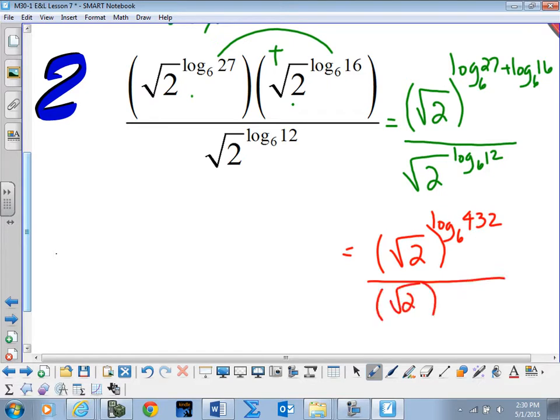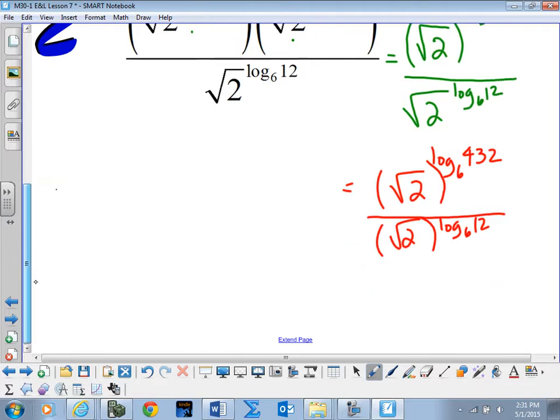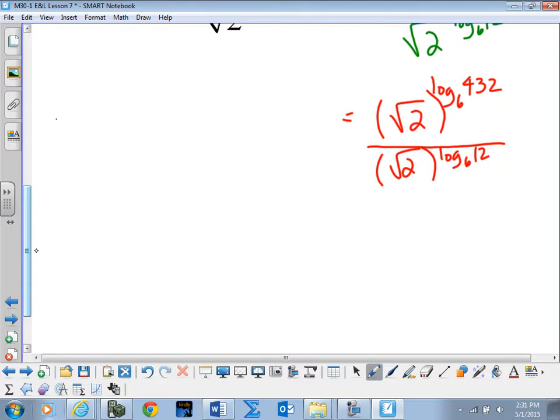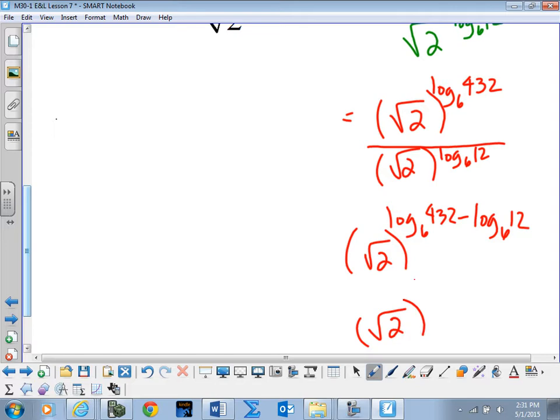But what we are doing now is dividing with the same base. Well, we know when we're dividing with the same base, we would subtract our exponents. So we keep our base the same and subtract these two logs. Log base 6, 432. And now we use our law of logs. We're subtracting, so we can write this as a single log, log base 6. So when we do 432 divided by 12, we get 36.